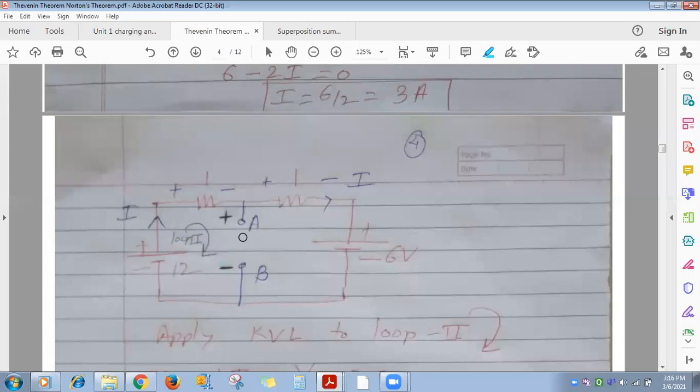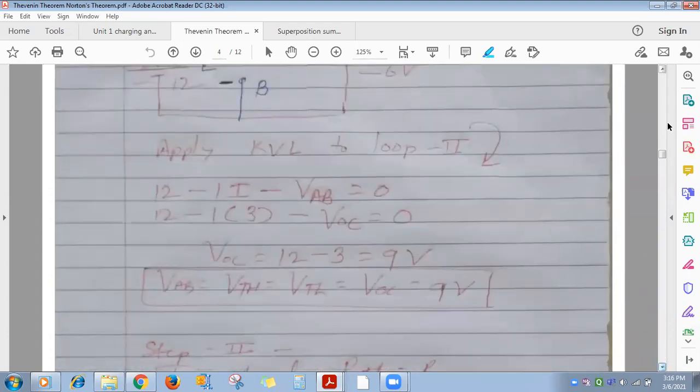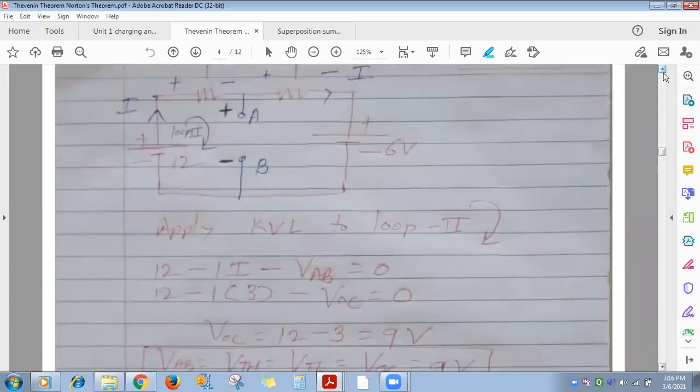Okay, so for this, what do you have to do? Now see, with this current direction, you know the polarity across this, plus and minus. Which polarity do we want across this open circuit voltage, A and B? I already told you, A you can mark positive, the other negative, it doesn't matter. I have marked this one positive and this one negative. You can mark it reverse also. Now, 9 volt. Yes, we'll check the answer. 9 volt, correct.